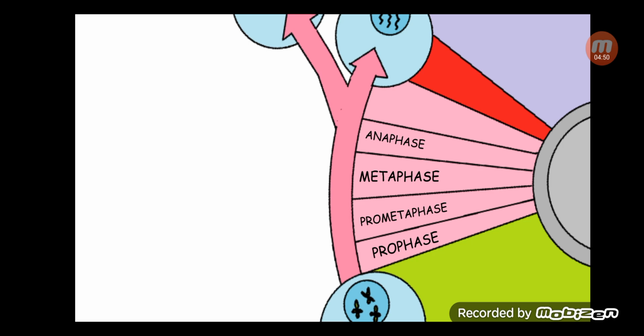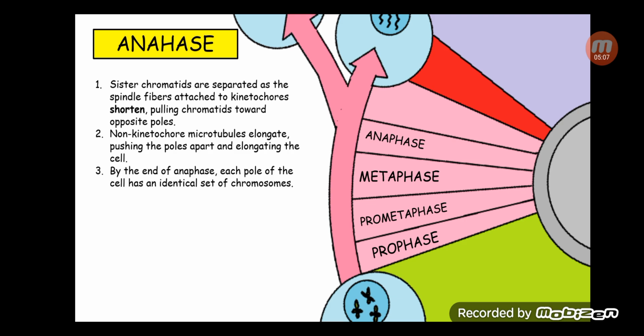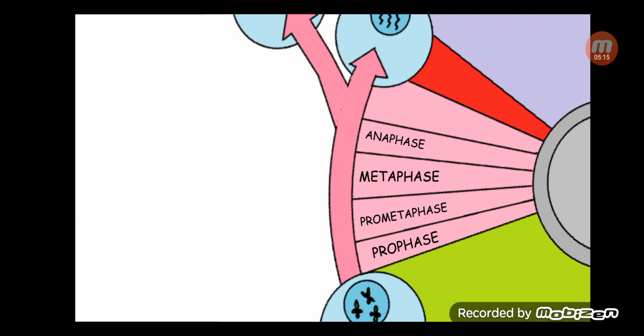Then the next phase in M phase is anaphase. Sister chromatids are separated as the spindle fibers attached to kinetochores shorten, pulling chromatids towards opposite poles. Non-kinetochore microtubules elongate, pushing the poles apart and elongating the cell. By the end of anaphase, each pole of the cell has an identical set of chromosomes. This ensures each daughter cell receives an equal set of genetic material.